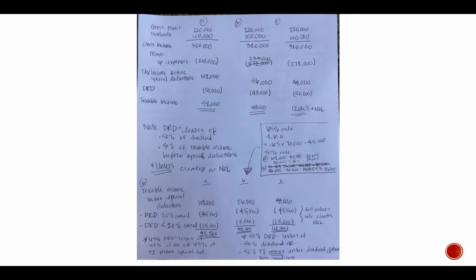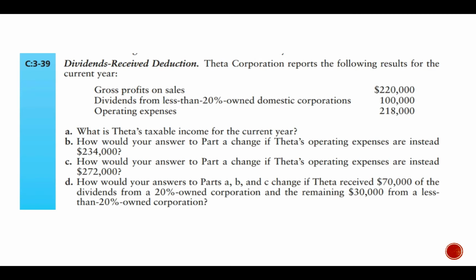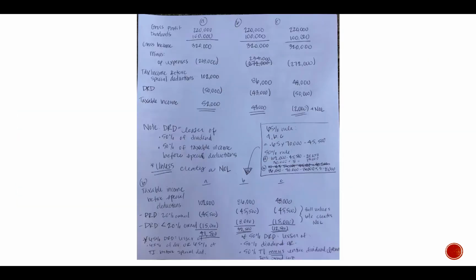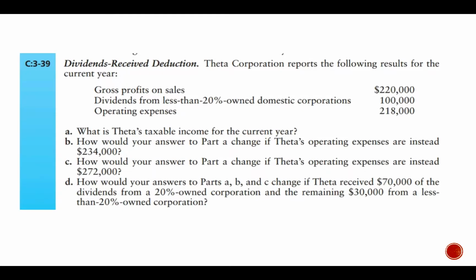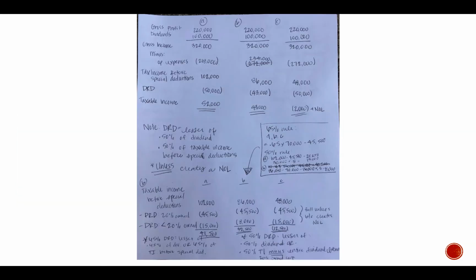From there, we're going to subtract deductions and losses. And it tells us here we have $218,000 of operating expenses. That's going to fall in our deductions and losses category. That leaves us with $102,000 of taxable income before special deductions. The dividends received deduction is a special deduction that's going to apply here because we're receiving dividends. We're a corporation who's receiving dividends from another domestic corporation. We own less than 20%. So that 50% limit is going to apply.